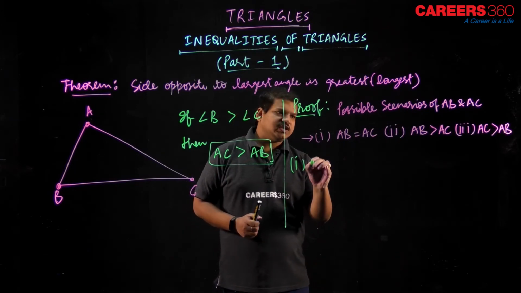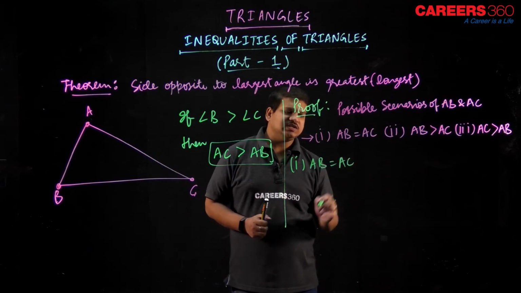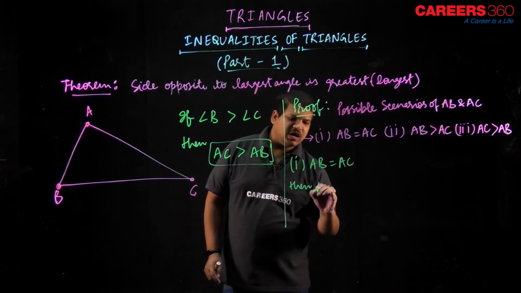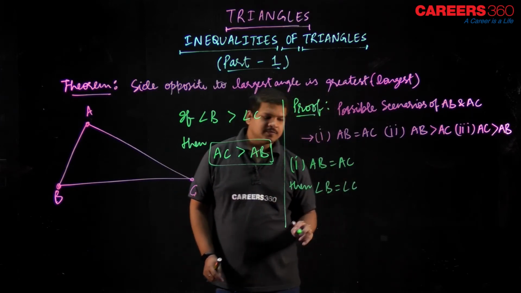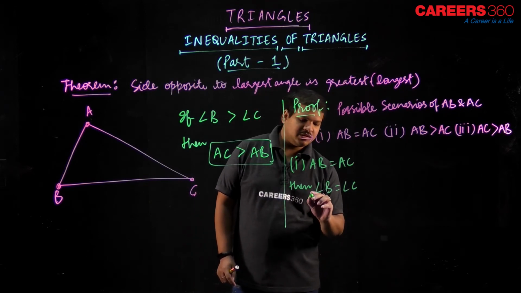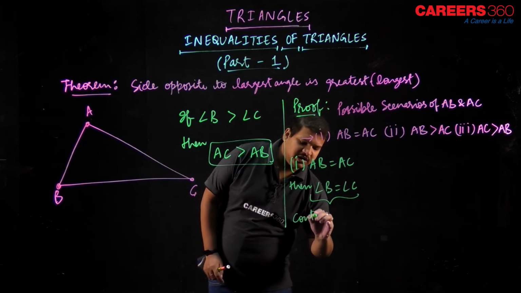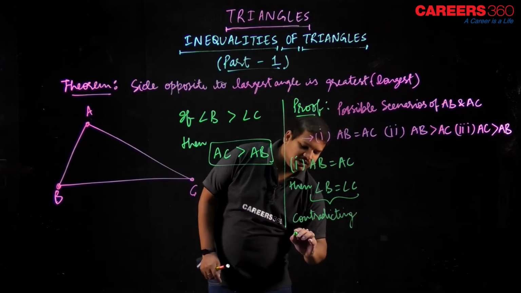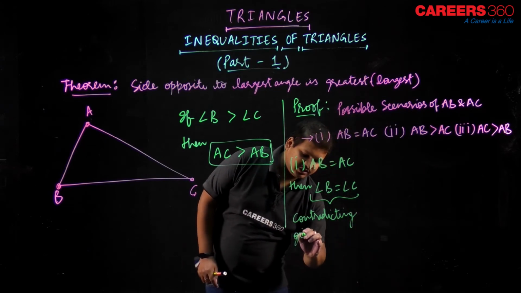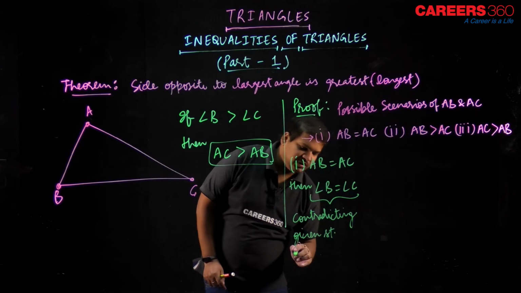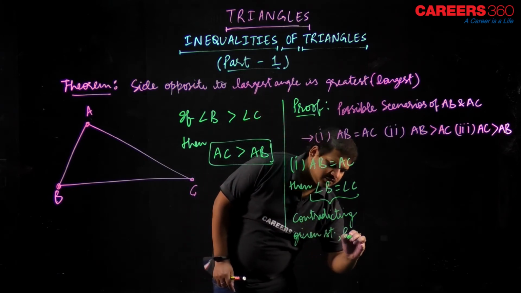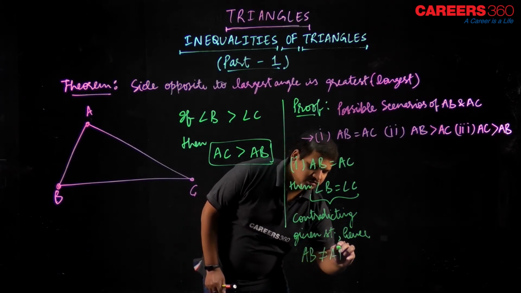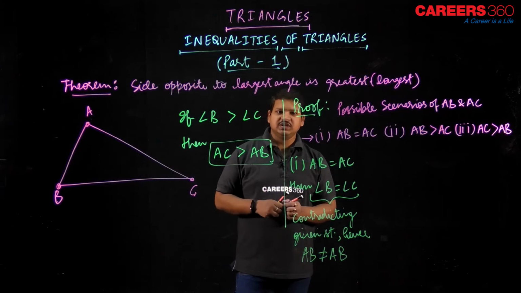If I talk about the first scenario, if AB is equal to AC, then angle B is equal to angle C, which is contradicting the given statement. Hence AB will not be equal to AC. I hope it is clear to you.